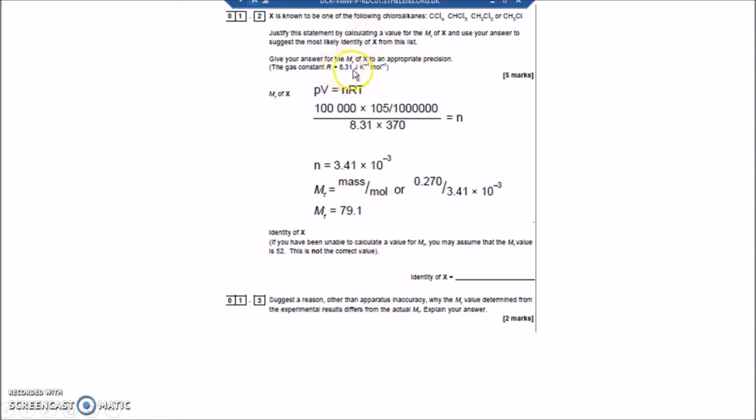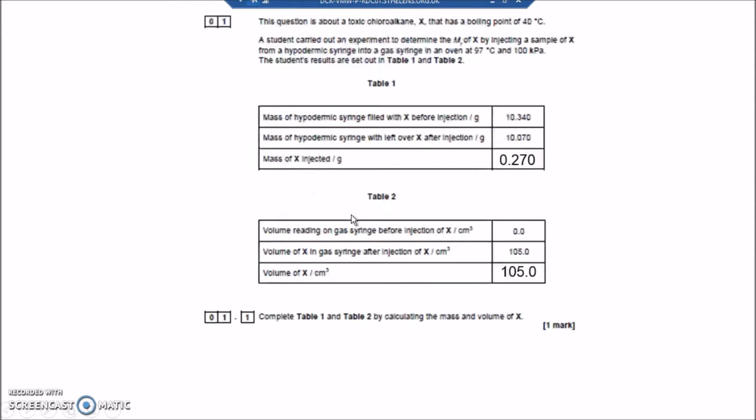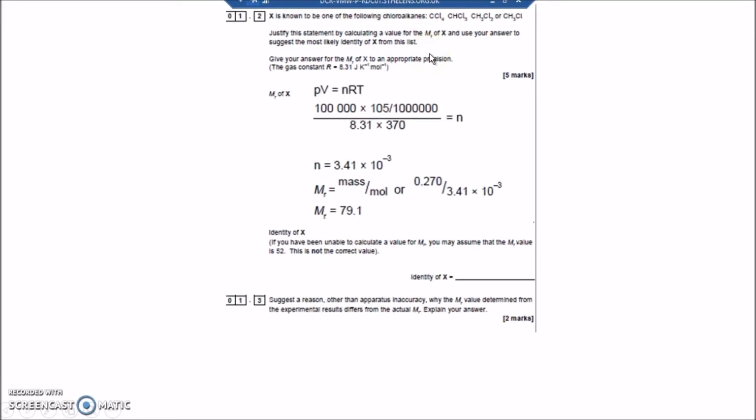I'm looking at the gas constant here, 3 significant figures, so I'll keep this to 3 significant figures. It's difficult to exactly determine how many significant figures you should have it to, because they're all at slightly different significant figures, but I'm going to go with 3 significant figures. That seems reasonable.